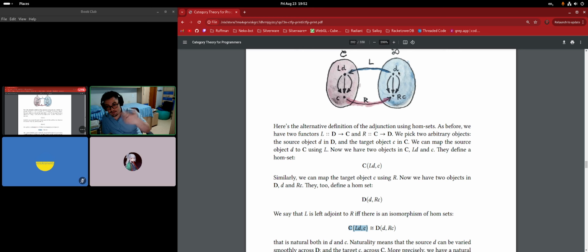And why is this a universal construction-like definition? Because you're only using the morphisms to describe the stuff. That's why.